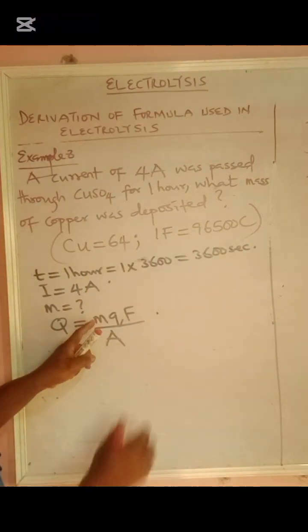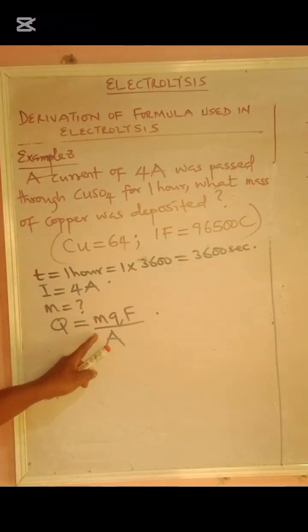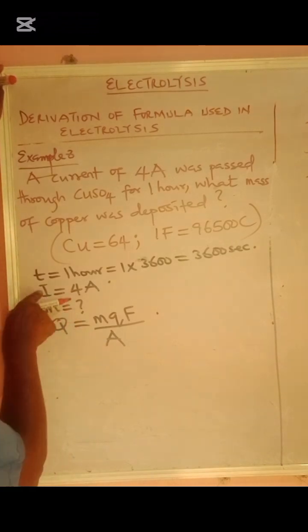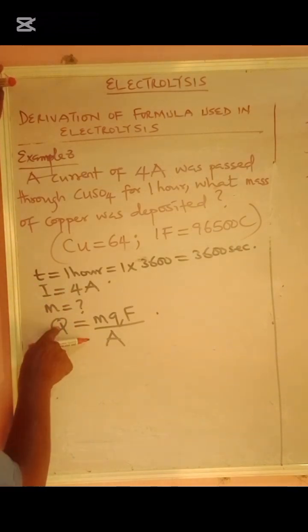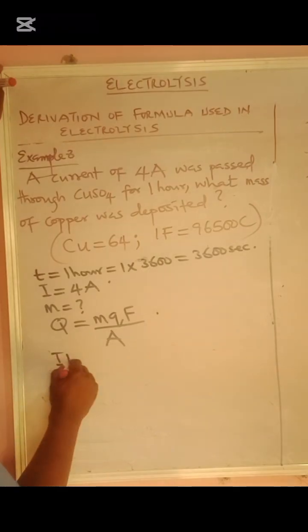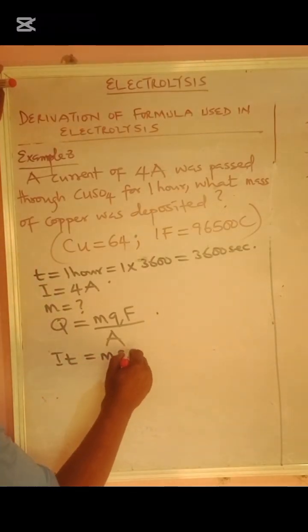You know it's supposed to be N, and N is equal to mass deposited all over atomic mass or mass number. Then we have this. Recall in terms of current and time. So this one has to be converted. So that's why we have this formula. Remember, IT is equal to MQF all over A.